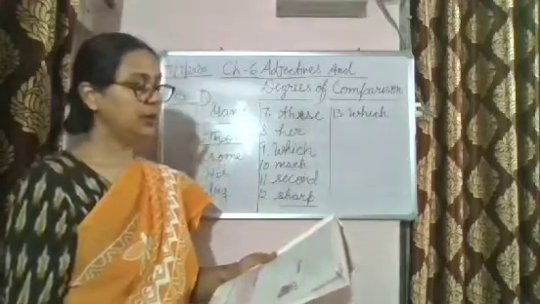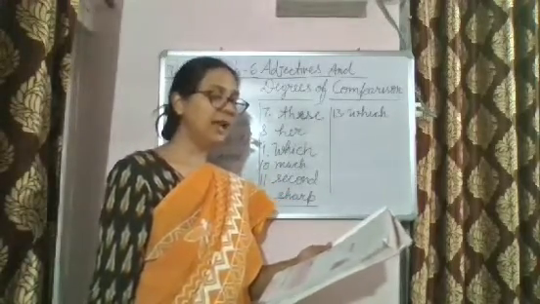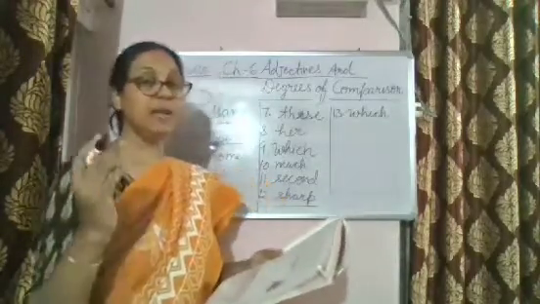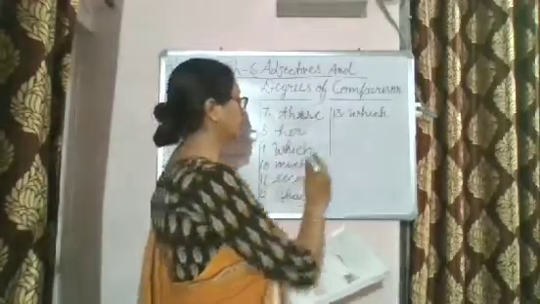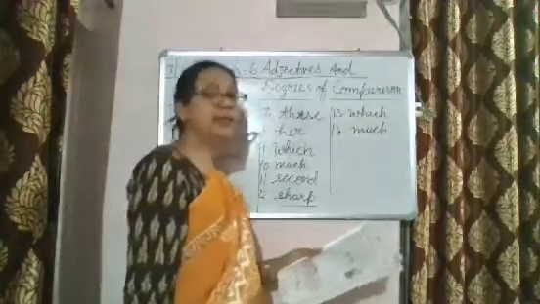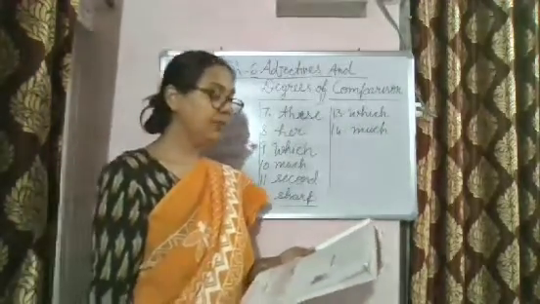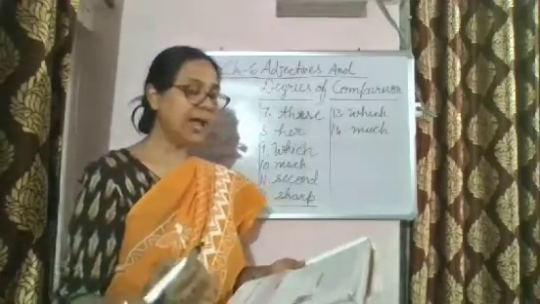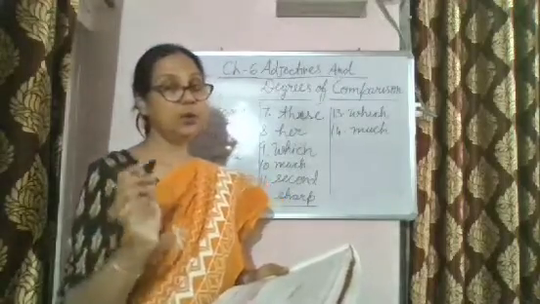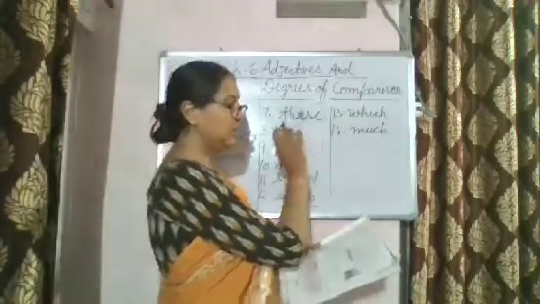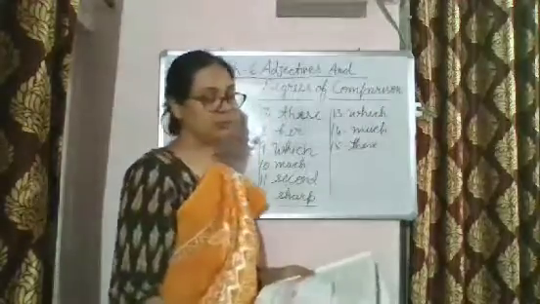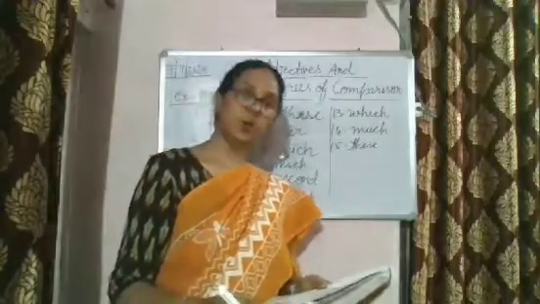Now 14th, the new manager does not have dash experience in the field. We have to write adjective of quantity. Much. We are going to write over here much. Much experience in the field. 15. I am scared of dash dogs. We have to write demonstrative adjective over here. So we are going to write over here these dogs. I am scared of these dogs.